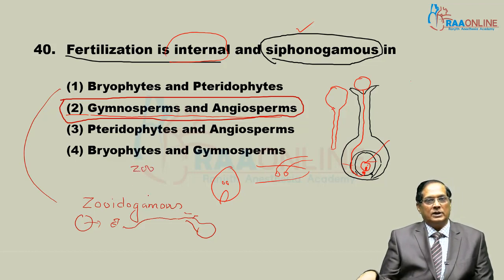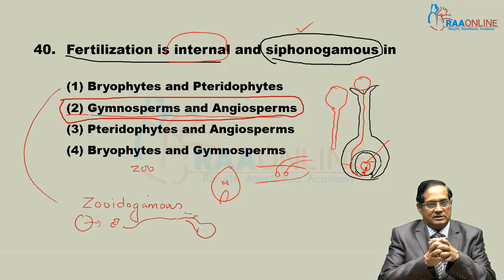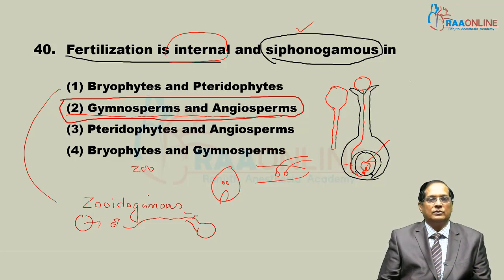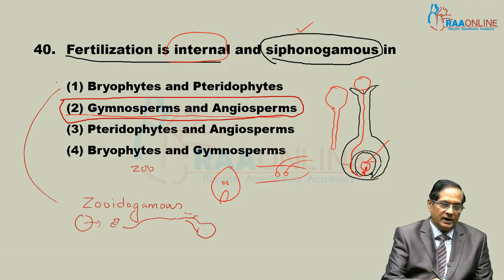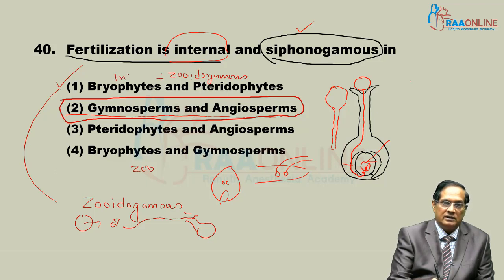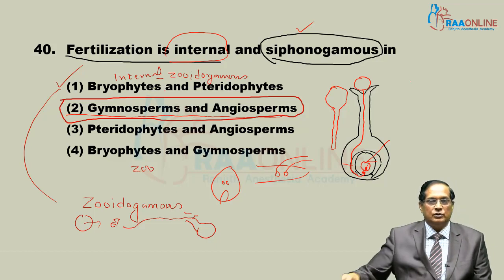The male gametes are motile and they fuse with the egg cells. So fusion of a motile male gamete with the egg cell is known as zooidogamy. So bryophytes and pteridophytes both perform zooidogamy and internal fertilization, whereas it is siphonogamous in gymnosperms and angiosperms.